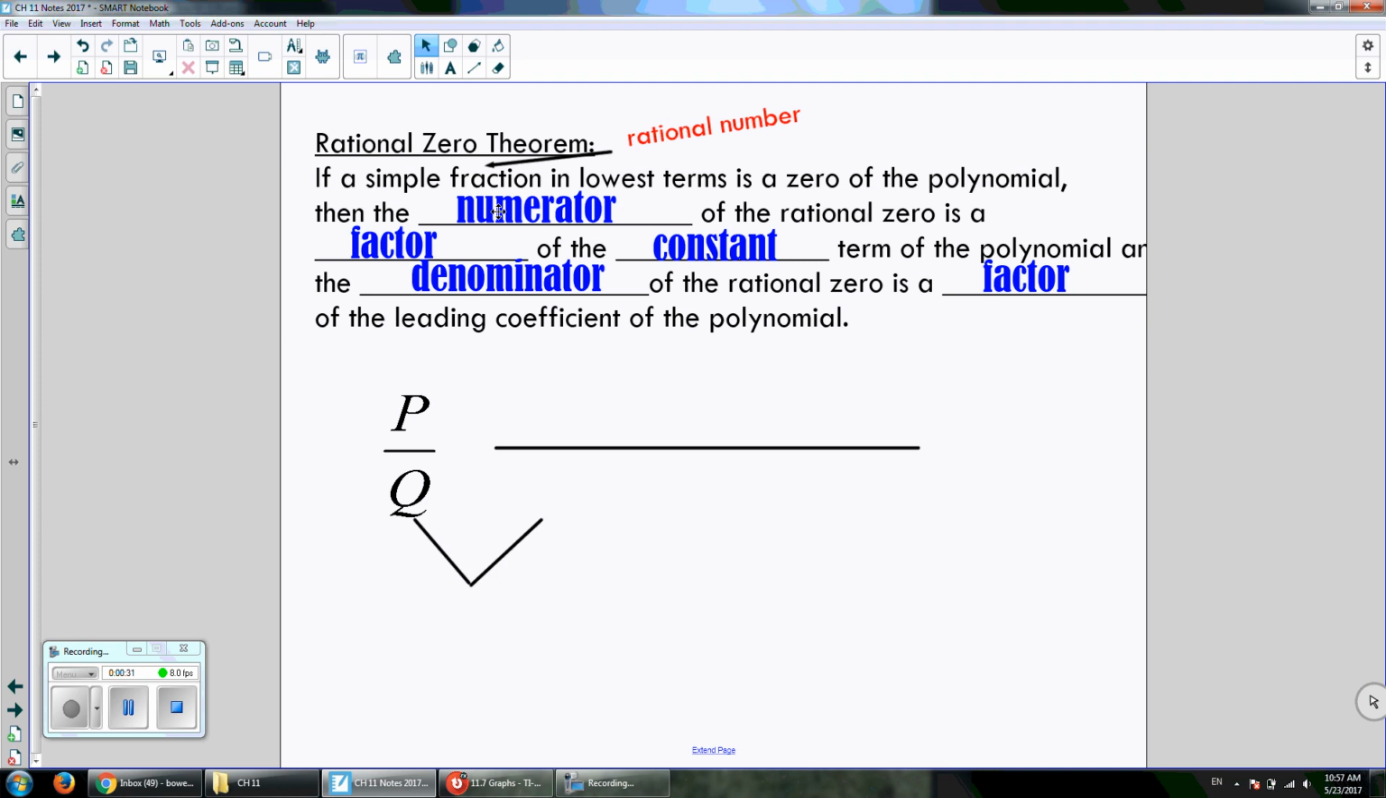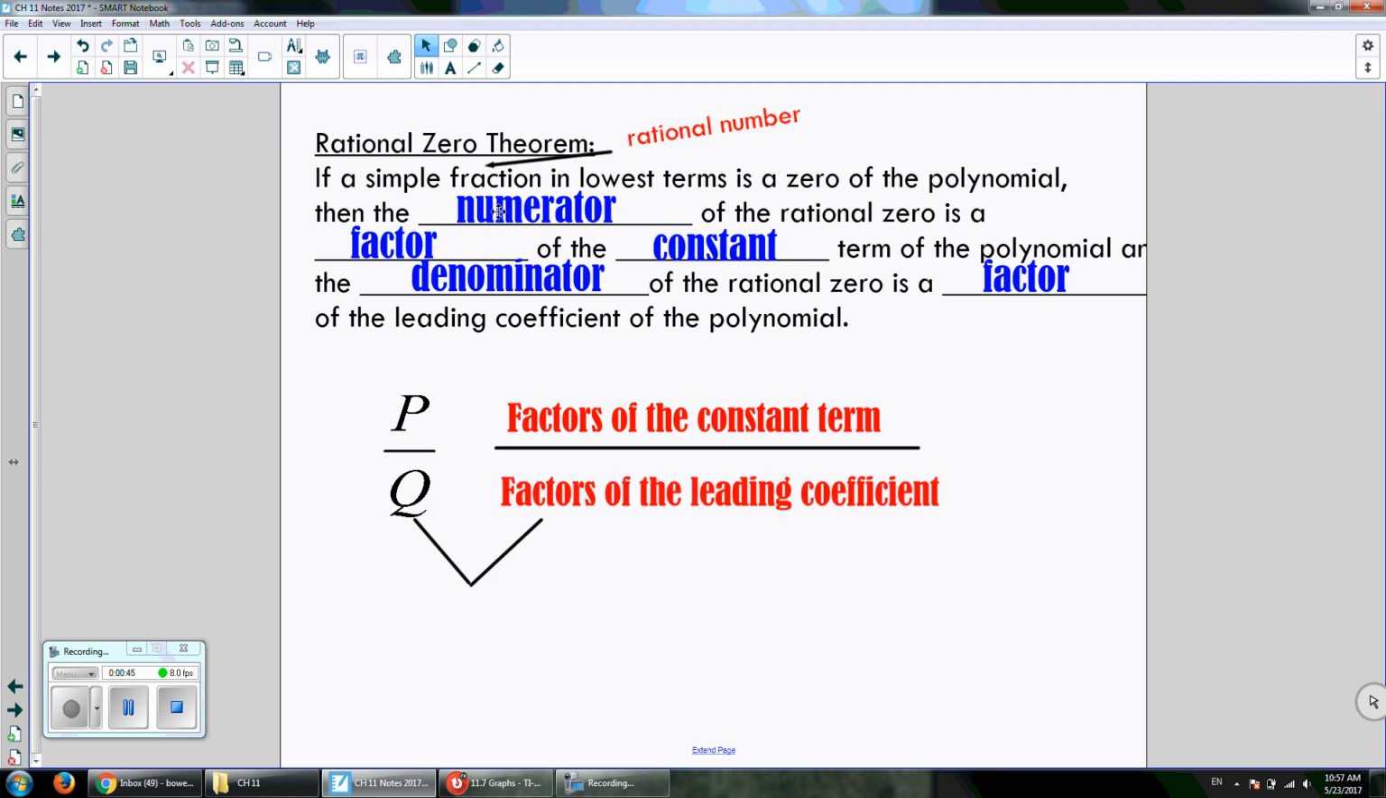So what we're going to be looking at today is two things that we're going to call our p-value and our q-value. Our p-value is going to be the factors of the constant term. So if you think about a polynomial, your constant is the one at the very end without a variable. And q is going to be the factors of the leading coefficient. So we're going to take a look at these two things, and this is going to determine where our possible rational zeros are going to be.